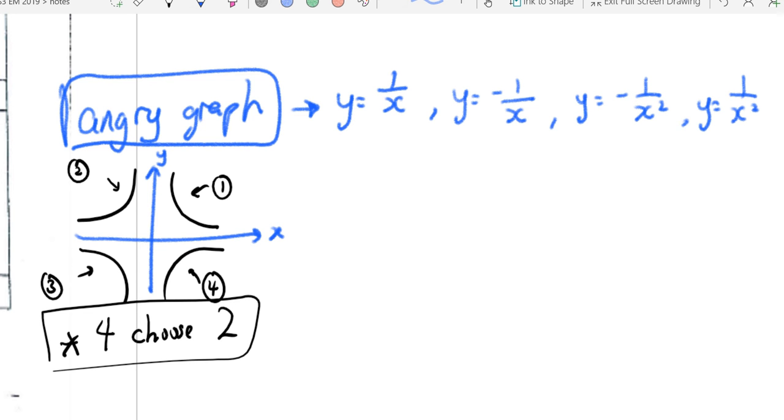Can I show you this? Can you go to either page 2 bottom or page 4 blank page? Draw the angry graph again. Then I have 4 of this angry thing, right? They told me this is called angry graph. Then write down 4 choose 2, and then write down y equals 1 over x, y equals negative 1 over x, y equals negative 1 over x squared, y equals 1 over x squared.